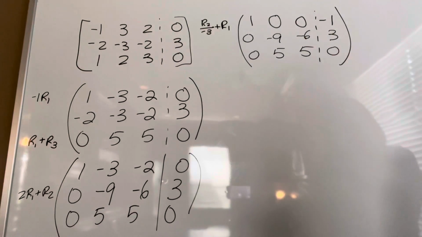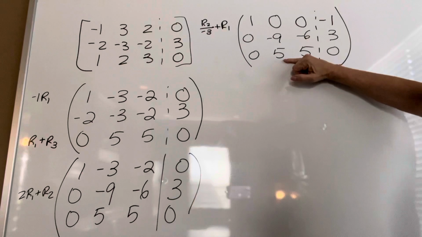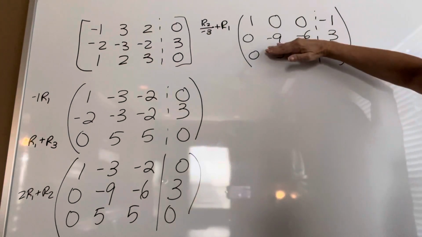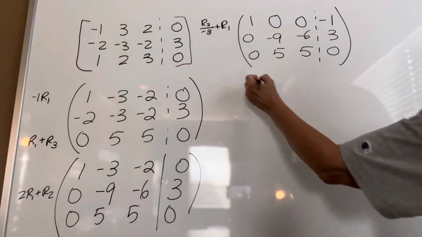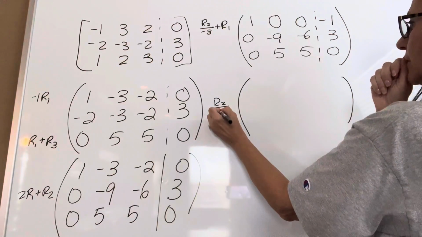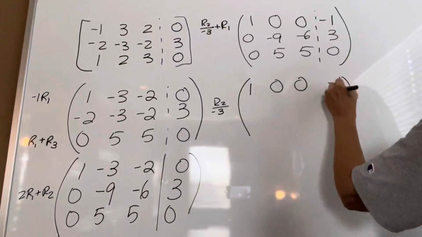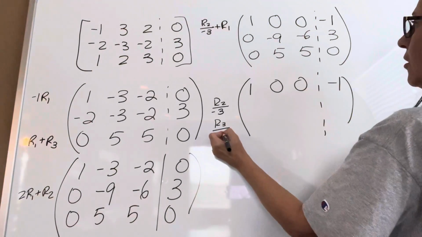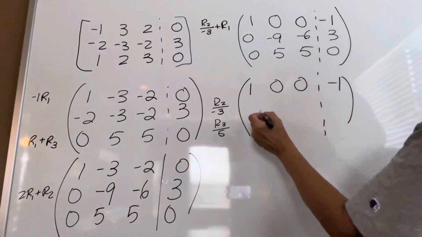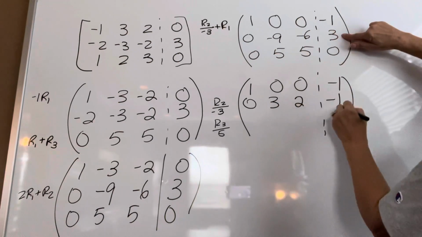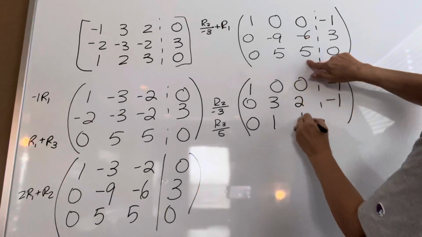Now, I'm going to take this last row and divide every term by 1. And then I'll probably use that to make that 1. Well, actually, I'm going to simplify this one first. I'm going to take row 2 and divide it by negative 3, just to simplify this sum. At the same time, I'm going to take row 3 and divide it by 5. All right, so I'm dividing by negative 3, that's 0, that's 3, that's 2, that's negative 1. And I'm going to divide all these by 5, 1, 1, 0.